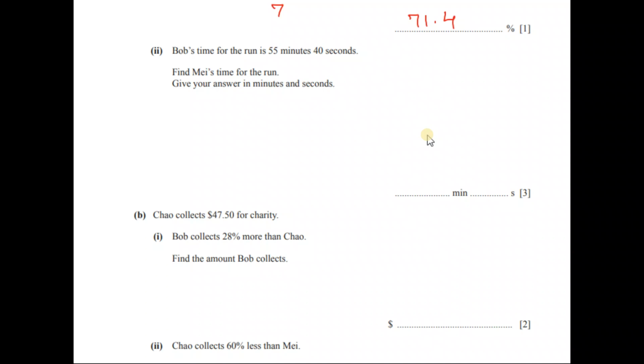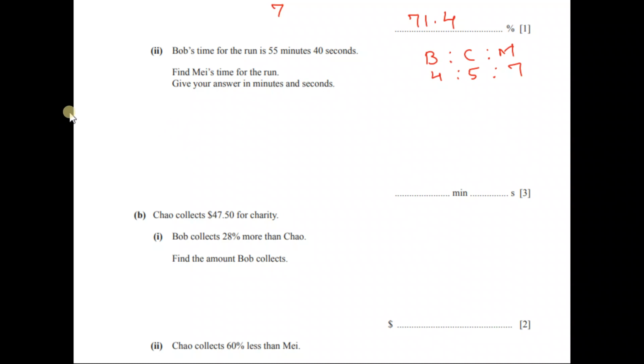Bob's time for the run is 55 minutes 40 seconds. Okay, Bob's time is 55 minutes and 40 seconds, and me's time is definitely greater than Bob's time because of the ratio we remember. I'll write the ratios again over here, so it would be good for you guys. Bob is to Chow is to me. Okay, the ratios are 4 is to 5 is to 7.